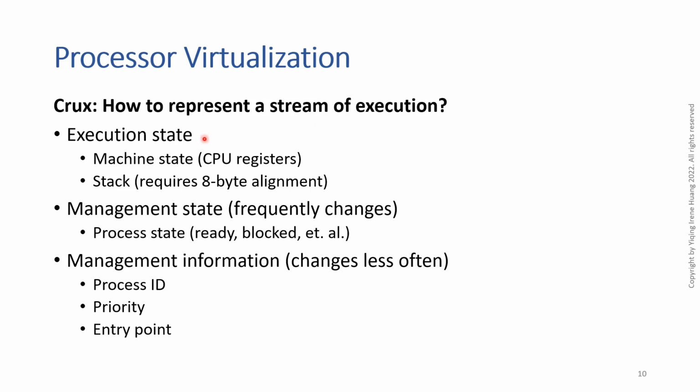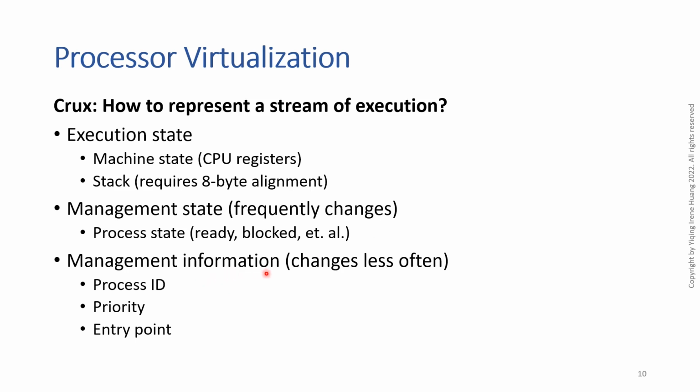A piece of information we need to represent is the execution state. This includes the machine state, which basically means CPU registers, and the stack. That is very important. ARM requires the stack to be 8-byte aligned, so I want you to keep that in mind. Another piece of information we need to represent is the management state, especially the parts that change frequently. This includes the process state: is the process in the ready state, or blocked state, or some other state?